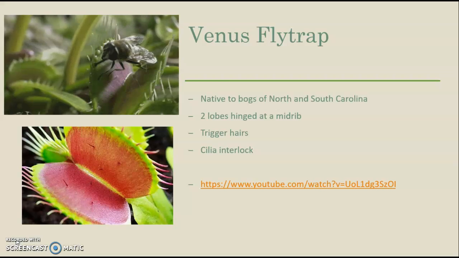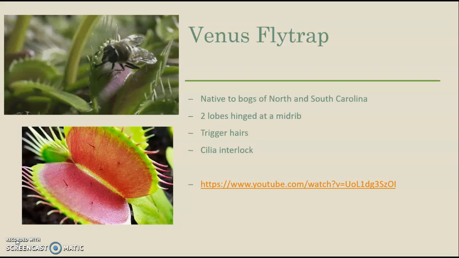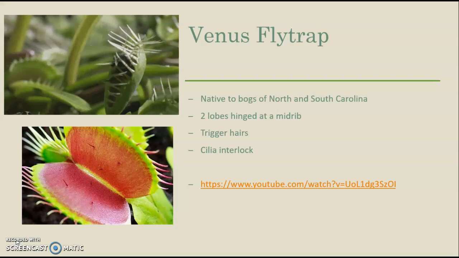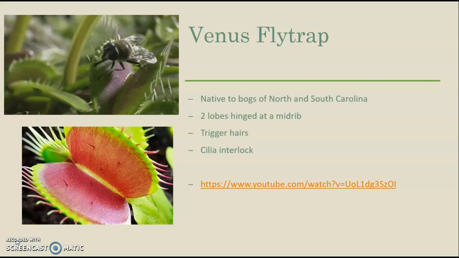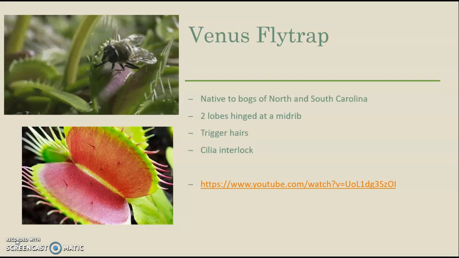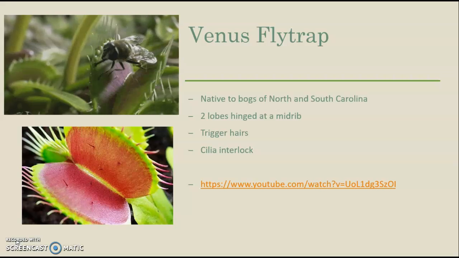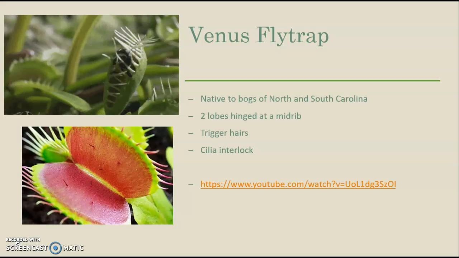When two or three trigger hairs are touched consecutively in a short amount of time, the trap snaps shut, trapping the insect. Teeth-like cilia interlock when the trap shuts, making it hard for the insect to escape. With the insect inside, the leaves start to make digestive enzymes that break down the proteins from the insect and turn them into an available nitrogen source.